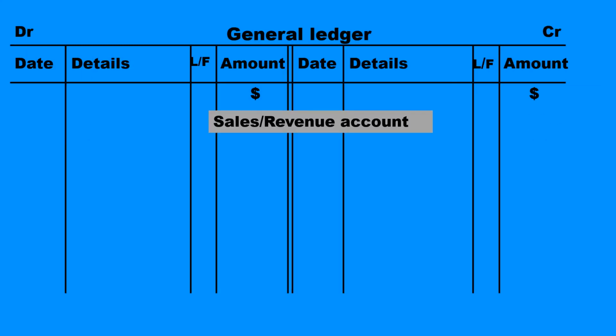In the general ledger, we're going to have the sales or revenue account, and we've learned at the beginning in grade 10 that whether we sell goods for cash or on credit, the sales account has always to be credited. Which implies on the credit side, total credit sales for January 2,600.